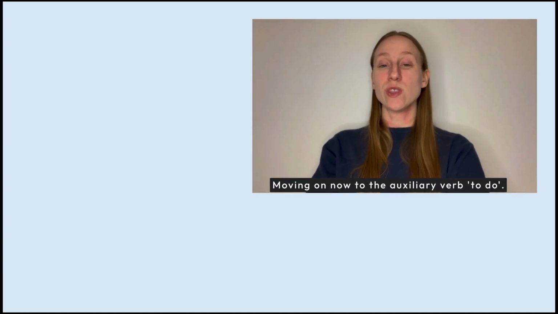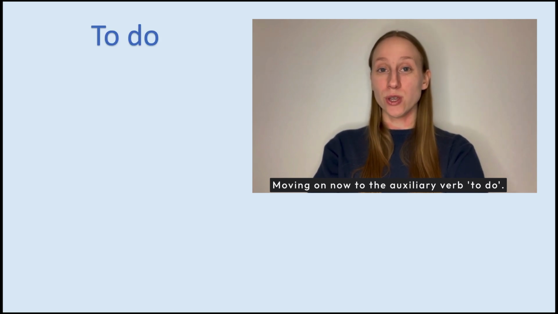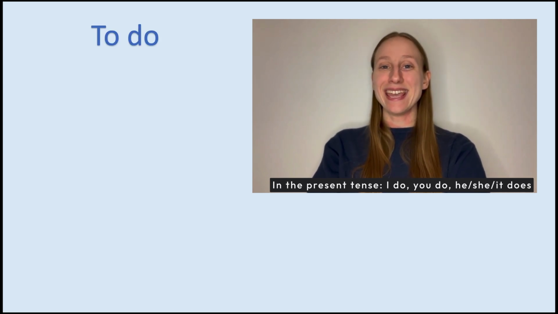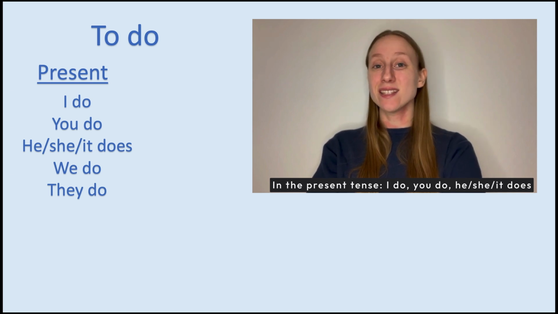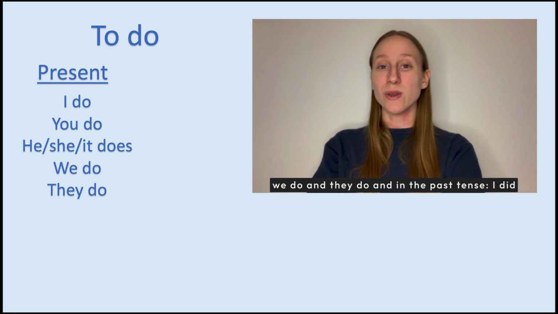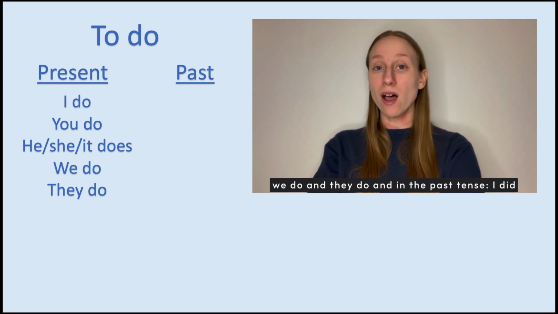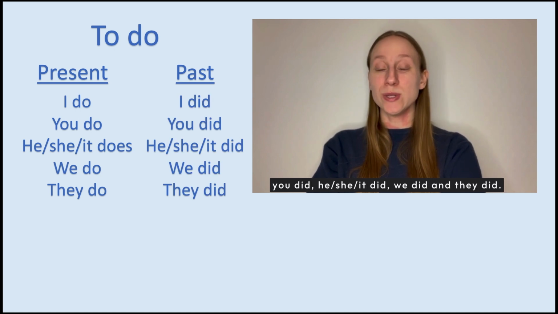Moving on now to the auxiliary verb to do. In the present tense, I do, you do, he, she and it does, we do and they do. And in the past tense, I did, you did, he, she and it did, we did and they did.